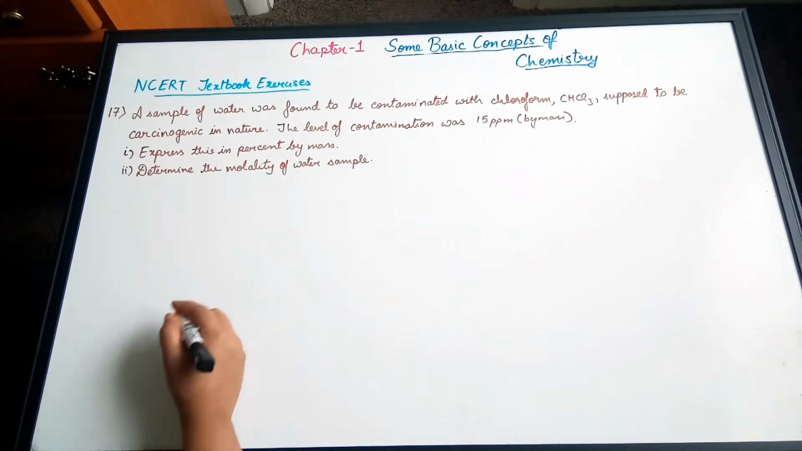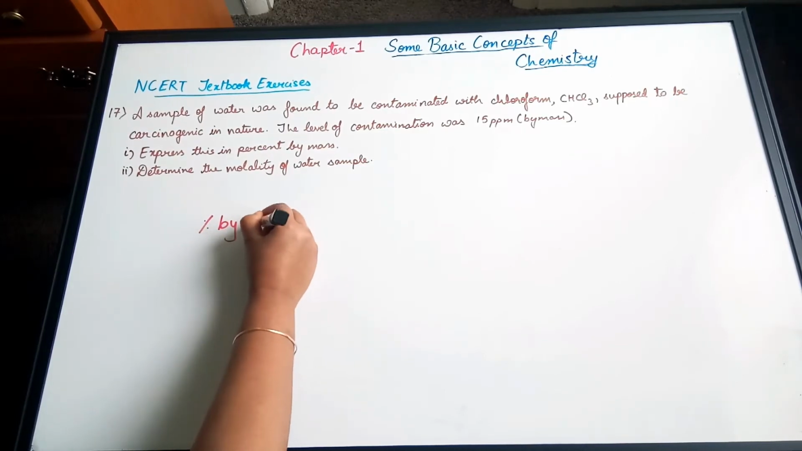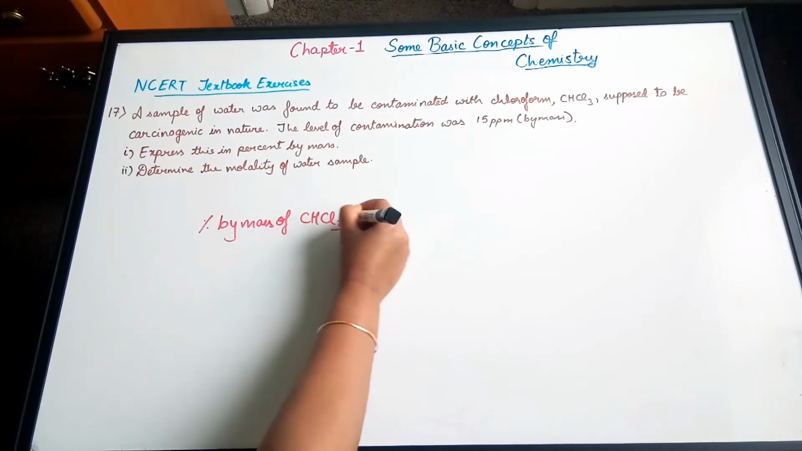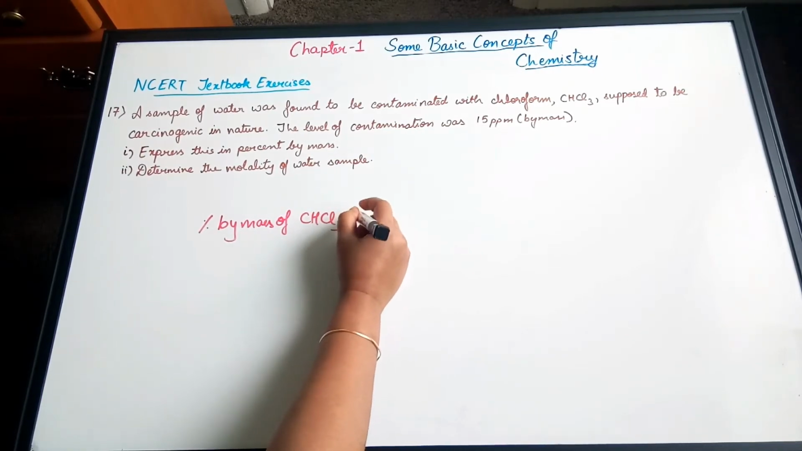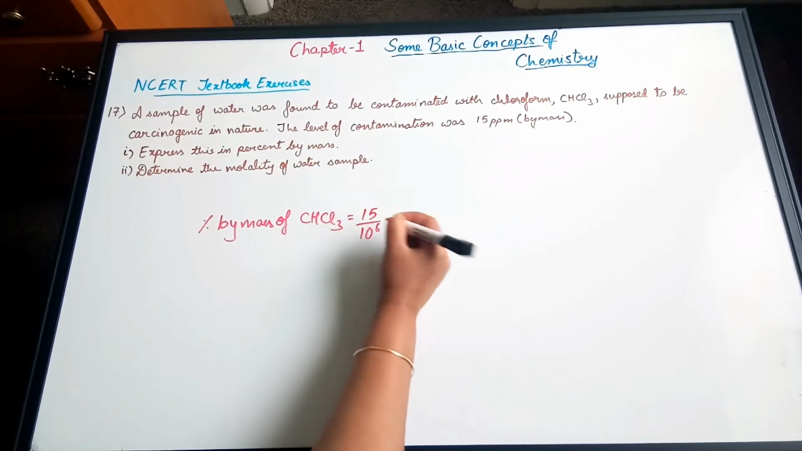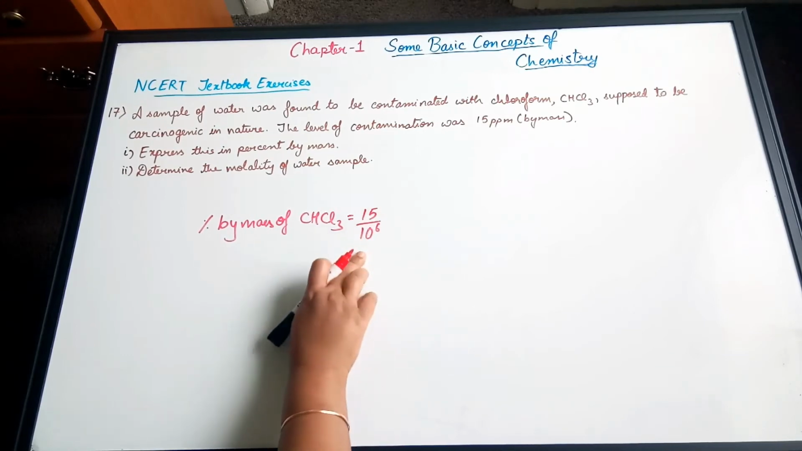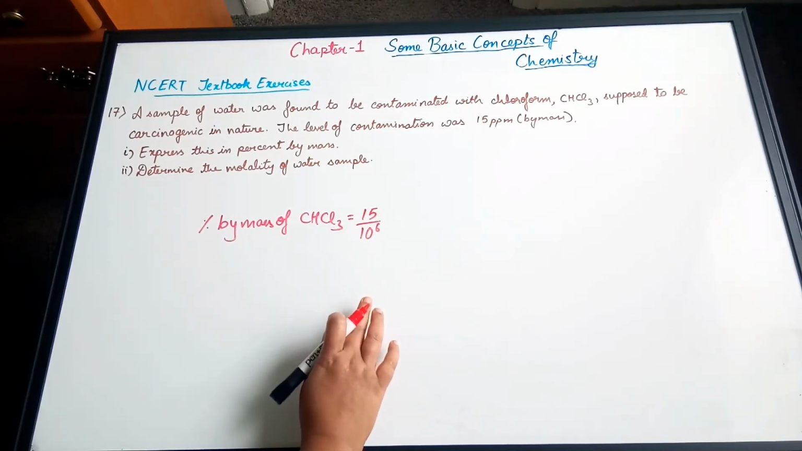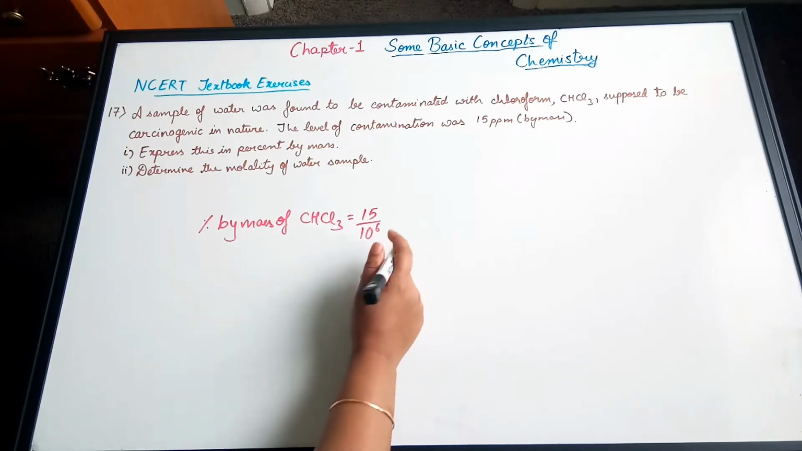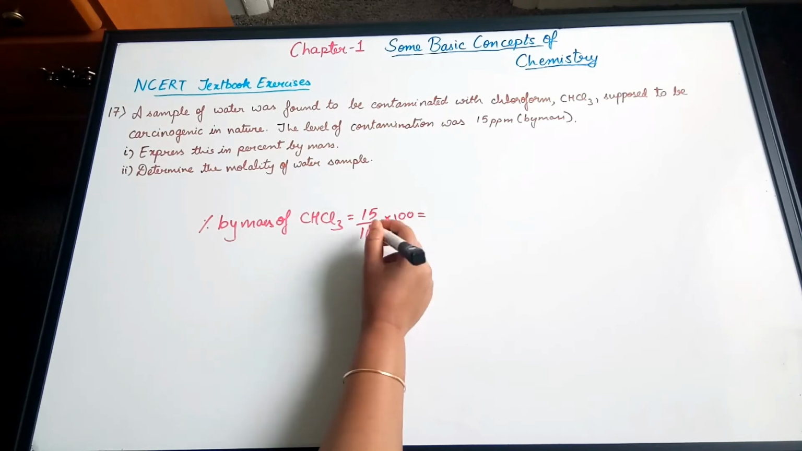Okay, so percentage by mass of CHCl3 is equal to 15 divided by 10 to the power 6, because the total amount of parts is 10 to the power 6 and the amount of contamination is 15, and this is multiplied by 100. This is just a weight percentage calculation.